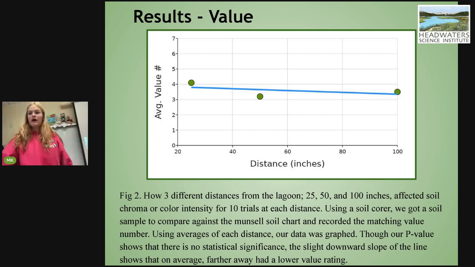And then on this graph, this is the distance versus value. There's a lower value at the 100 inches farther away, which is the opposite case where lower value actually means it's more healthy farther away. So this will all make sense in a second too.